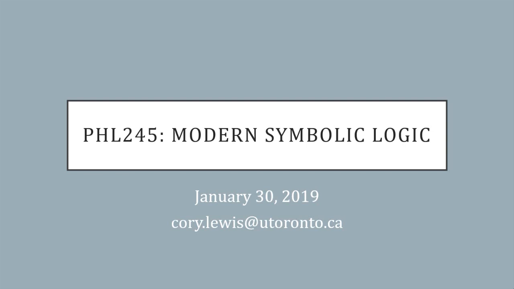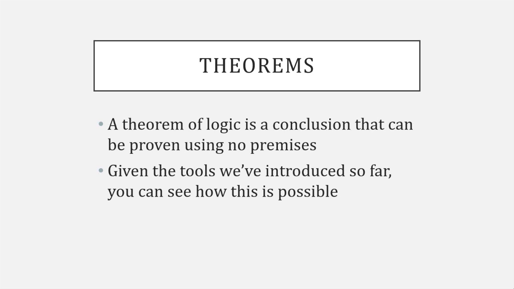Okay, so if you've been following along in the textbook, you noticed that we skipped a bit. And the bit we skipped is the following. It's the theorems. A theorem of logic is a conclusion that you can prove using no premises. So there's a whole bunch of things that you can prove in our logical system, starting from nothing. Starting from thin air, you can prove these theorems.